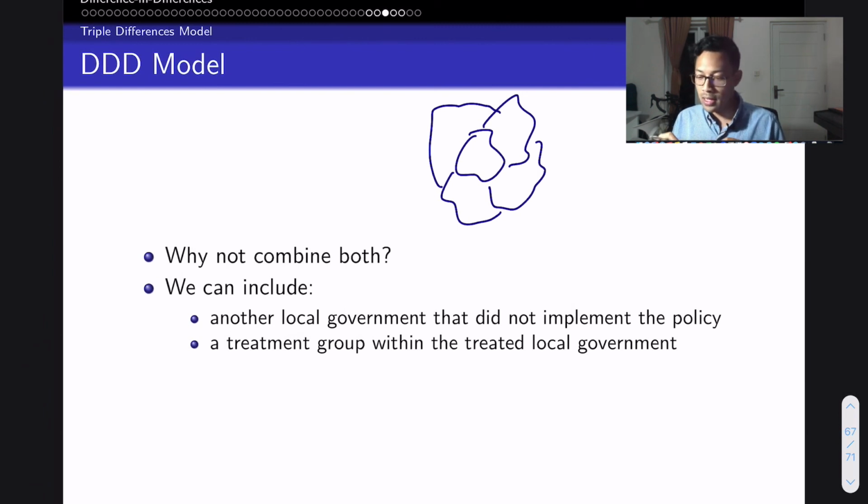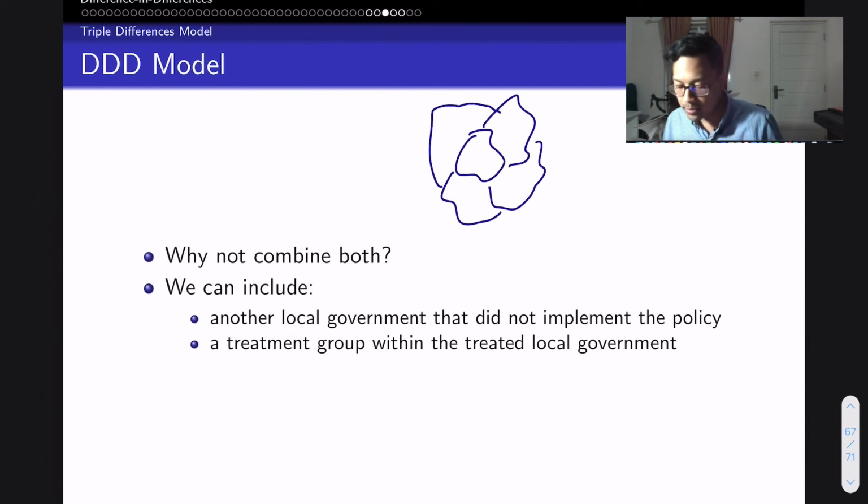The triple difference actually combines both DIDs. So it's the difference between the poor and non-poor subpopulations within the local government that receives the treatment, and the poor subpopulation in the other local government that doesn't receive that particular treatment. Just to provide a generalization, we can include another local government that did not implement the policy, and we still have that poor subpopulation in that local government, or a treatment group within the treated local government.